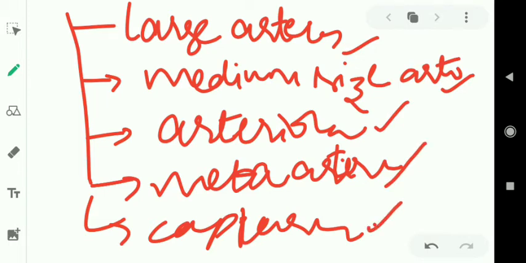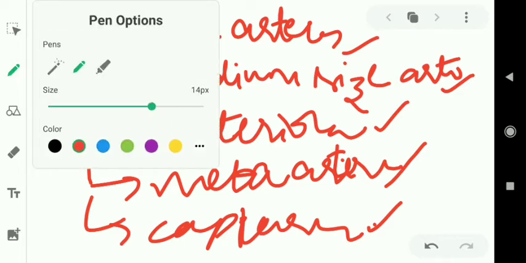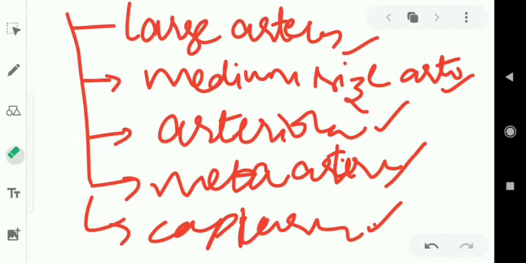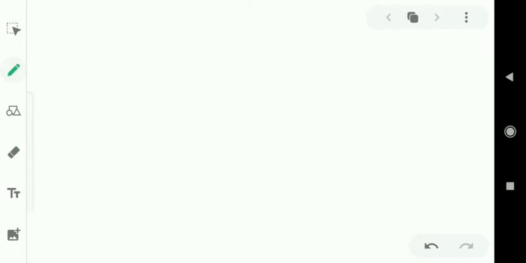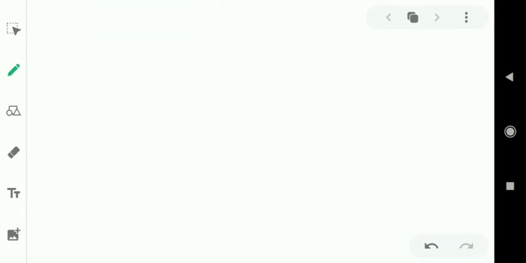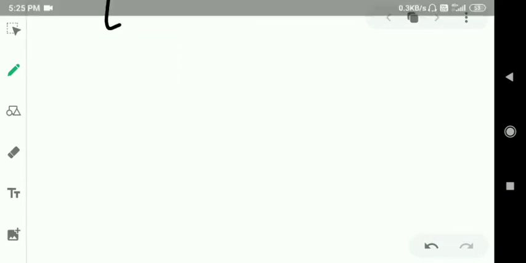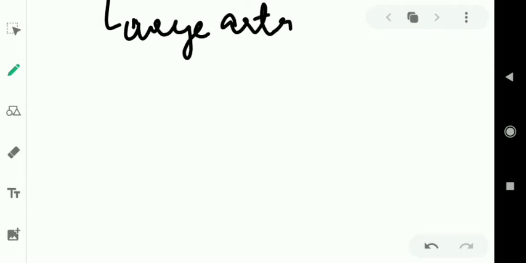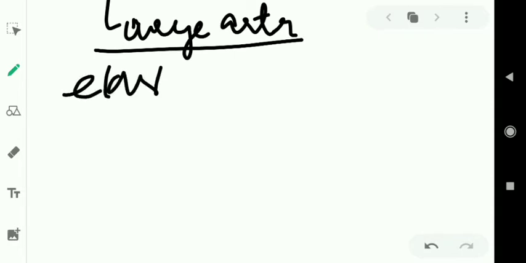So next, here we go, we'll start with the basic structure. First I'll tell you about the large artery, also known as elastic arteries.